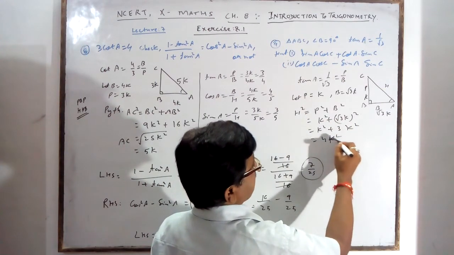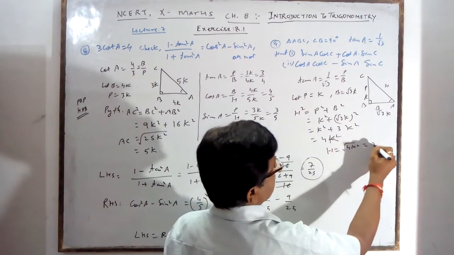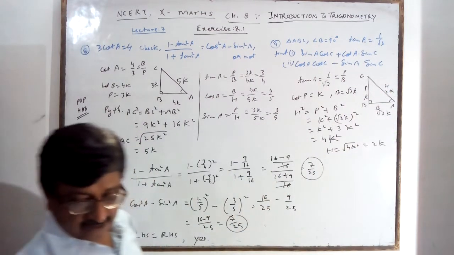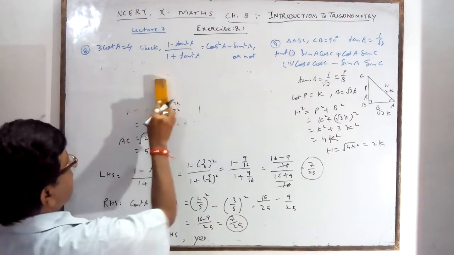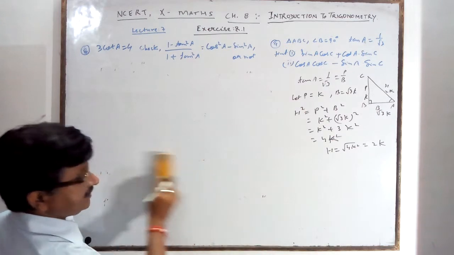Then what are you getting? H is the square root of 4K square, which gives you 2K. You are getting this? Now we will find out sin and cos. What is given? Sin and cos.